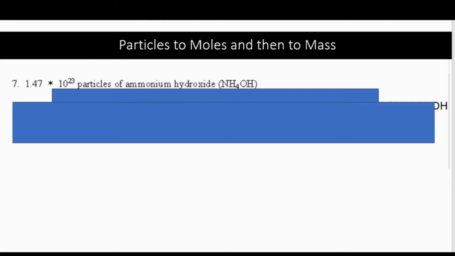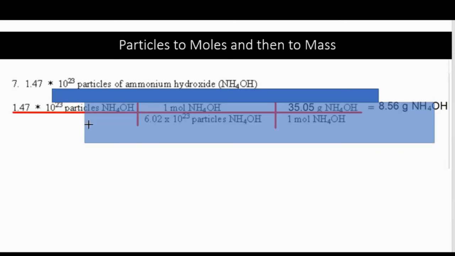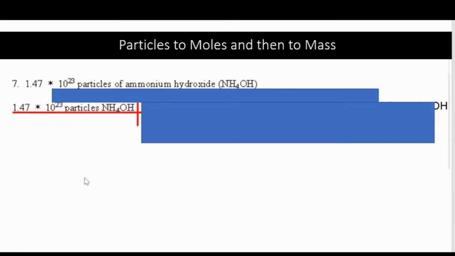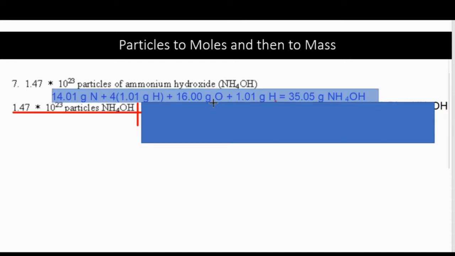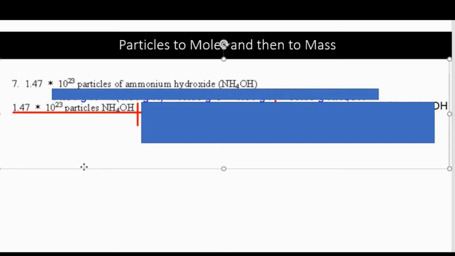All right. Number 7. We're dealing with particles, and we're supposed to change them all the way to mass. We have 1.47 times 10 to the 23rd particles. I should probably write that down as my given. Oh, I did. 1.47 times 10 to the 23rd particles of ammonium hydroxide.